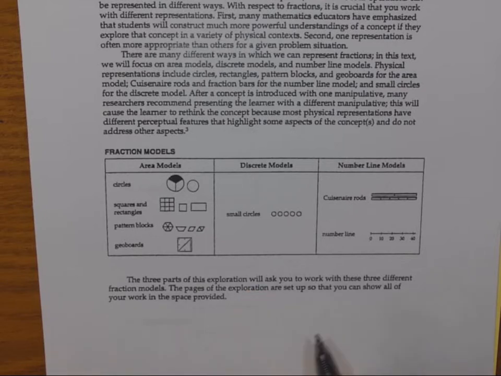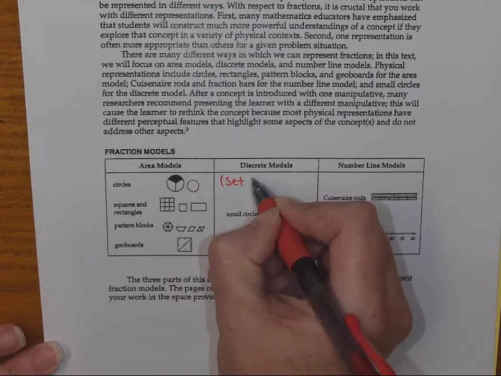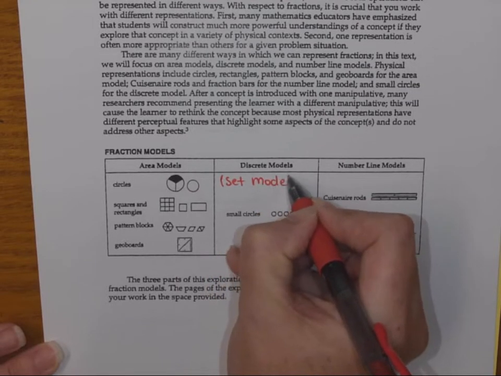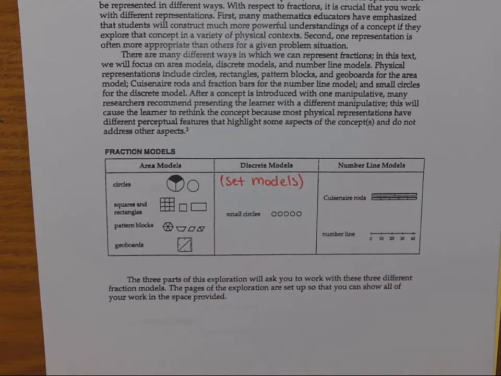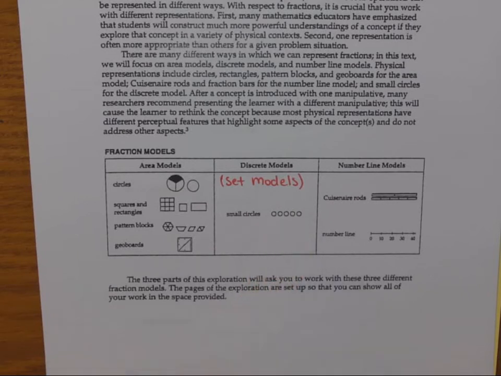For discrete models, by the way, this is what this book calls set models. So discrete just means something that's countable. So notice, remember, a set model was like a set of items. So we already talked about some classroom easy things you could find in your classroom to use for this, right? Like paper clips, like coins, like candy pieces, any of that. And then lastly was the number line model, which we used C-rods to discuss. You could also talk about a number line or various things.